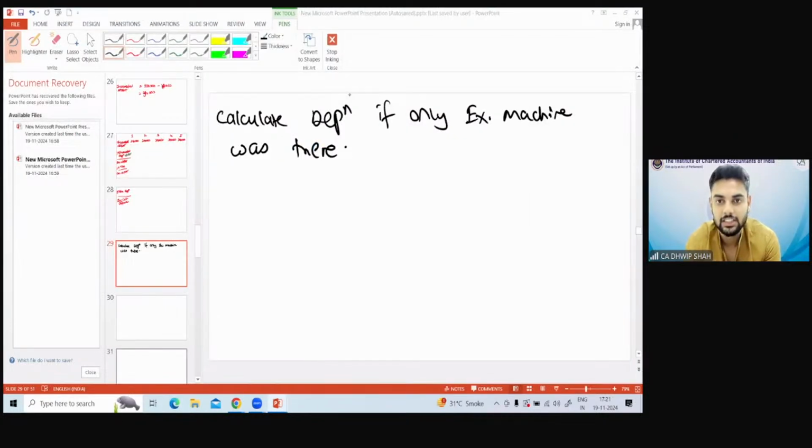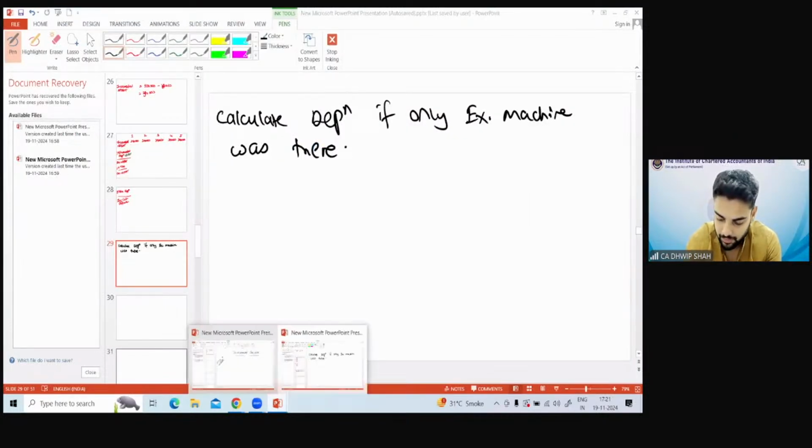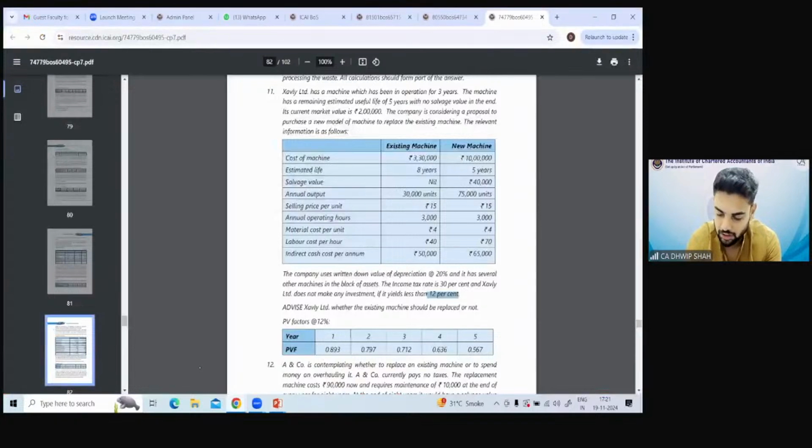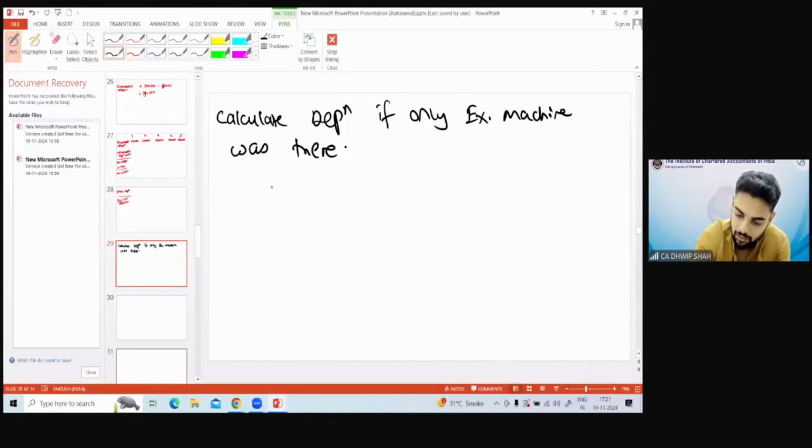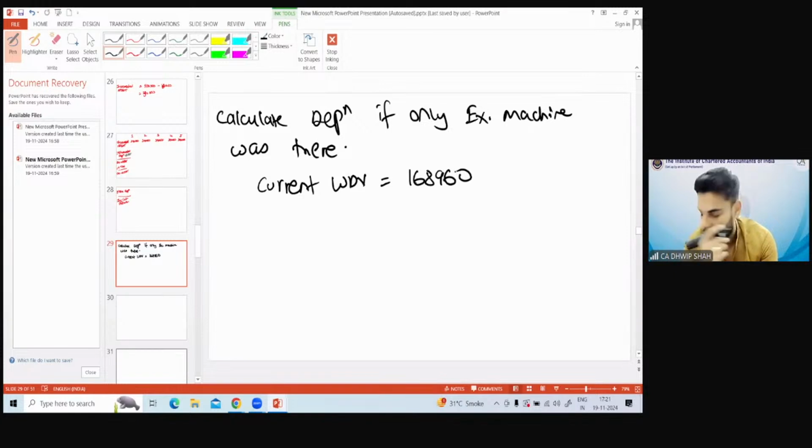And 3 years has already elapsed. 330 is the original cost. So we will start with 330 less 20% for 3 years. So less 20% one time, less 20% two times, less 20% three times. So can I say current WDV is 168,960. Yes or no?